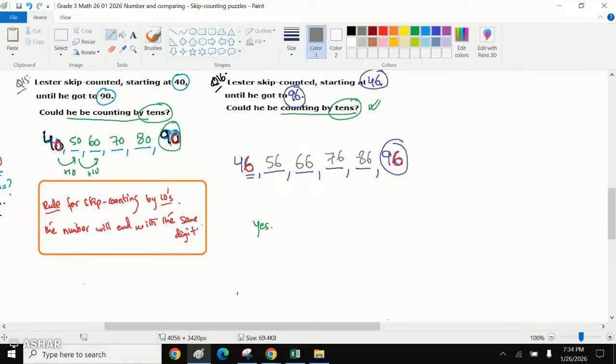Do we agree on this? Yes. The second rule I'm trying to explain to you is that if 46 ends on a 6, then the last digit should also end on a 6. If 40 was ending on a 0, then 90 should end with a 0, right? This is only applicable for skipping by tens. Skipping by 5 would have a different rule. Skipping by 5 can end in a 0 or 5, okay?